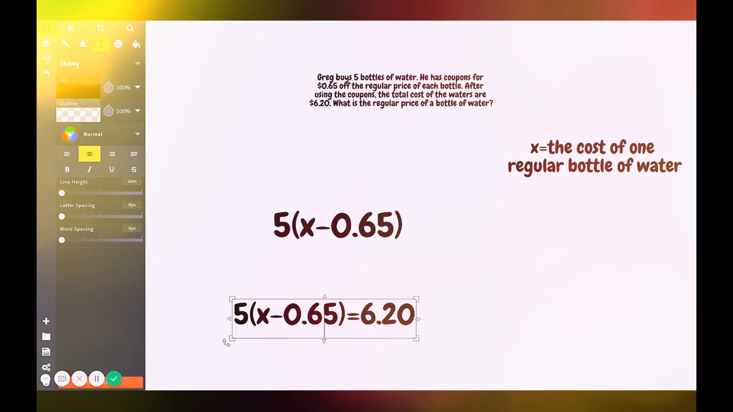Now, the first step of solving the equation is to distribute the 5 because this is in distributive form. 5 times x is 5x and 5 times 0.65 is 3.25. Once done distributing, the equation now becomes 5x minus 3.25 equals 6.20.